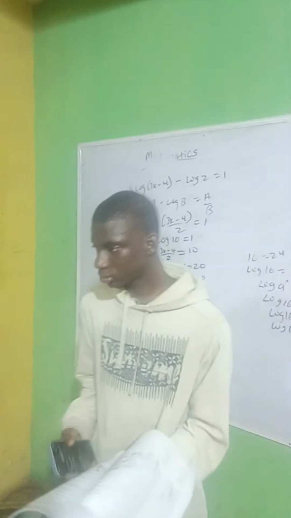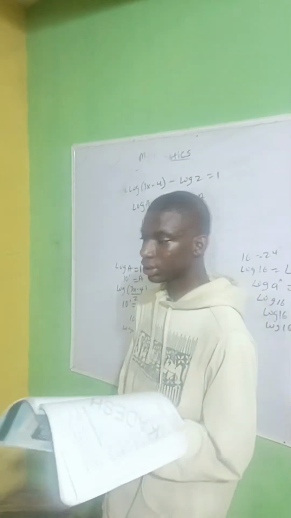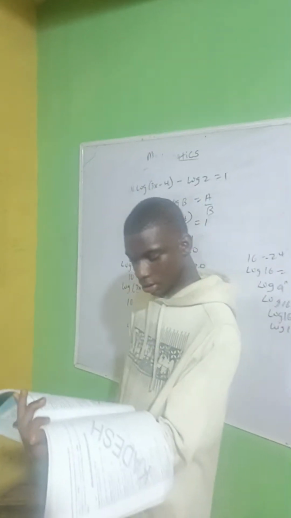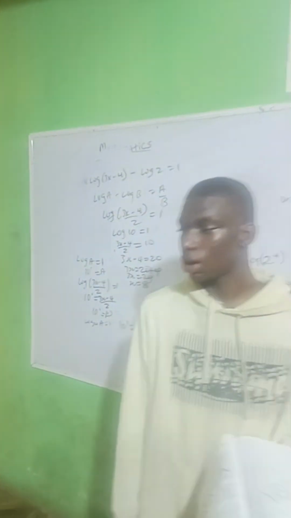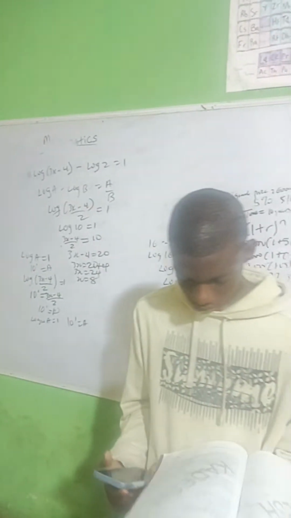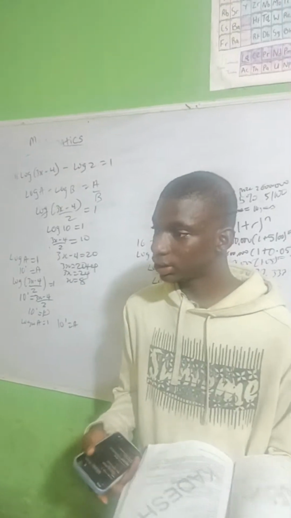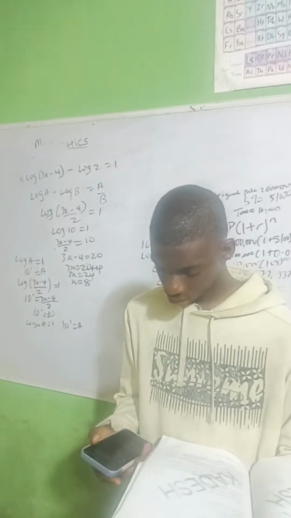53,100. Let me see the question again. They said at 18% discount, an item that is valued at 45,000 naira now costs how much? That's 36,000. 18% too.